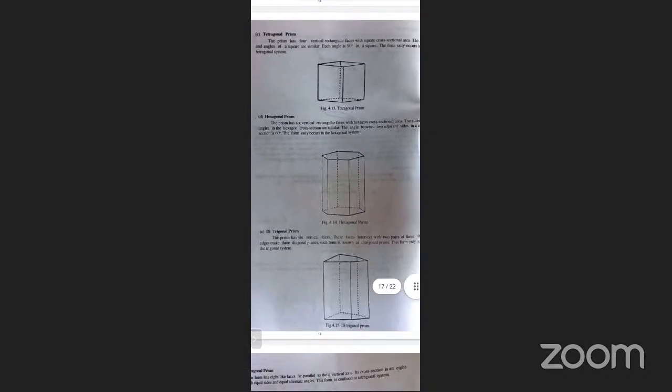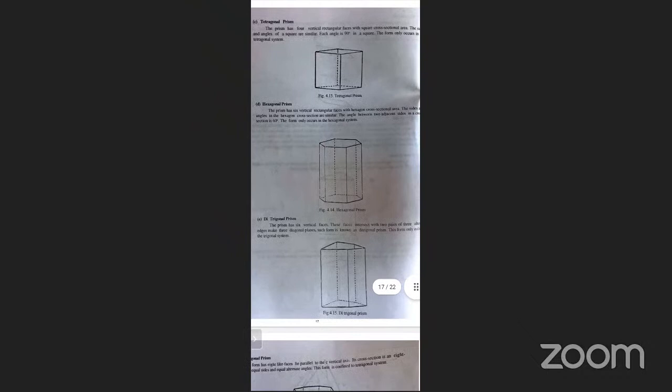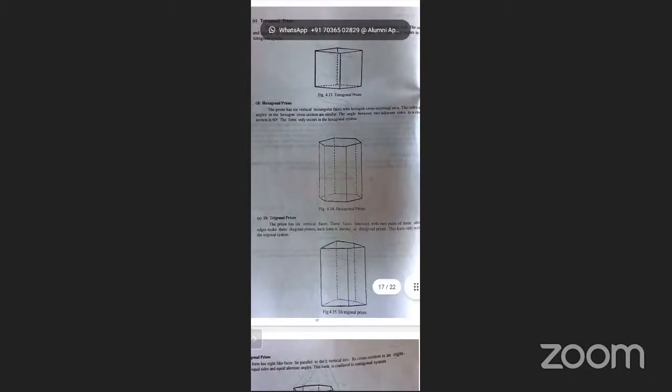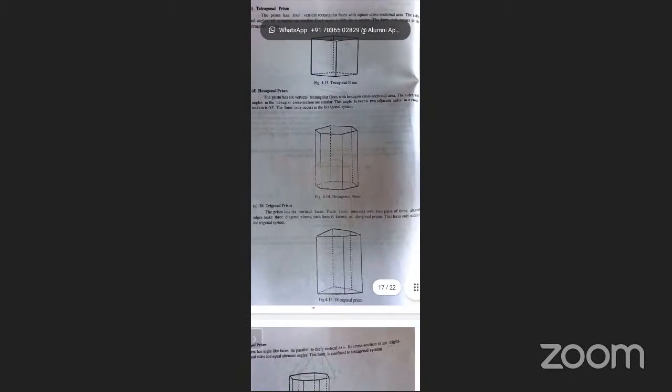The sides and the angle in the hexagon cross section are similar. The angle between the 2 adjacent sides in the cross section is 60 degrees. The form only occurs in the hexagonal system.